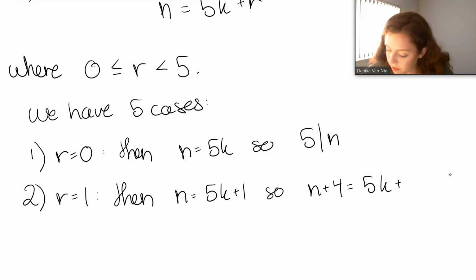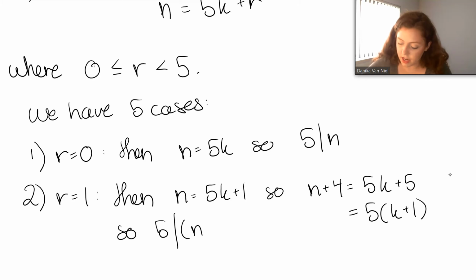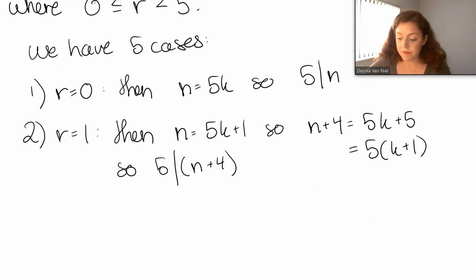Sweet. Now I can factor 5 out of that. Well, k is an integer, so k plus 1 is an integer. So 5 divides, and I like to put these in parentheses so it doesn't look like 5 divides n, also plus 4. That's kind of weird, but 5 divides n plus 4. How awesome is that? Okay, let's keep going.